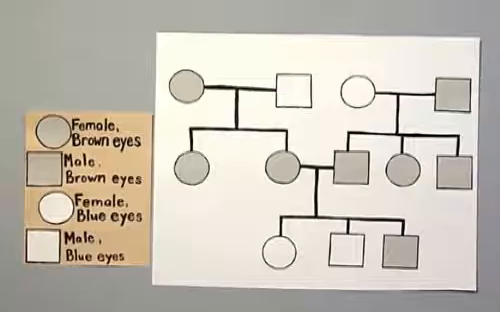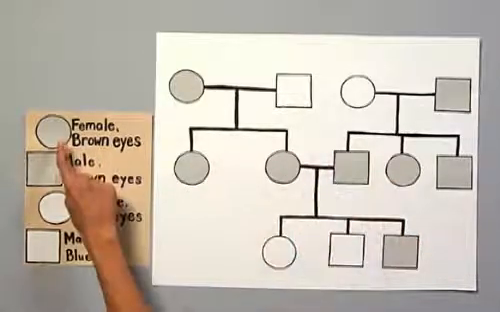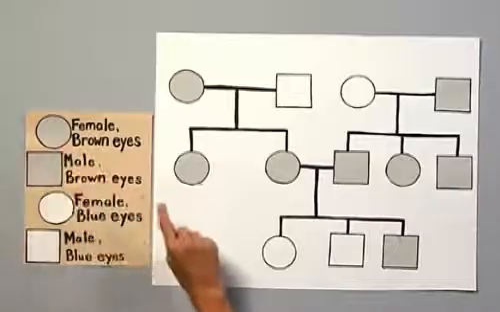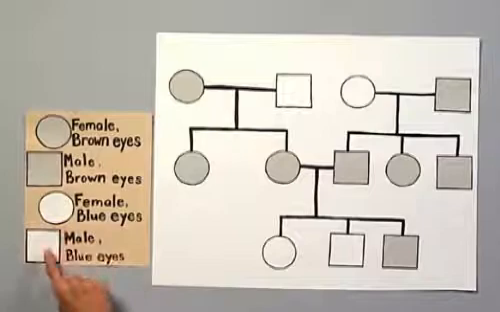Let's see how you do. What does a shaded circle represent? A female with brown eyes. Very good. How about a square without shading? A male with blue eyes.